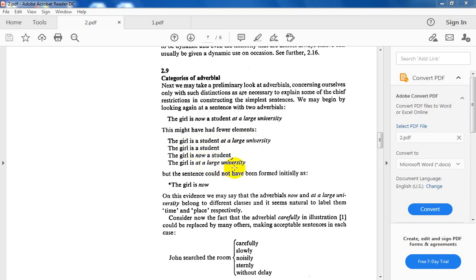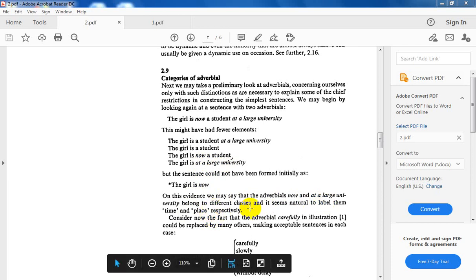But look at this one. Here this adverbial is obligatory. This adverbial is an obligatory one, okay? Adverbial obligatory, because if I want to omit it, this will not be a complete sentence. On this evidence, we may say that the adverbials now and at a large university belong to different classes, and it seems natural to label them time and place respectively.